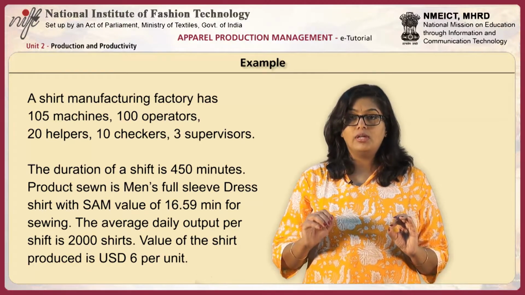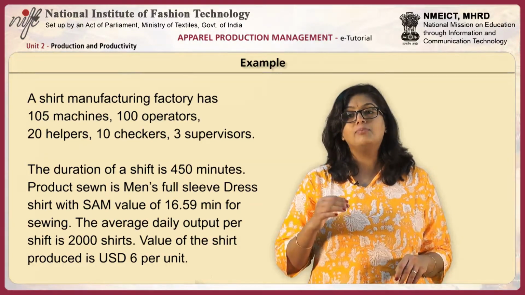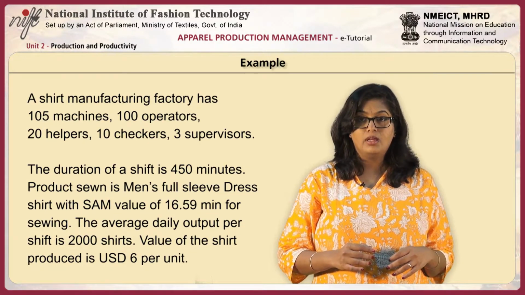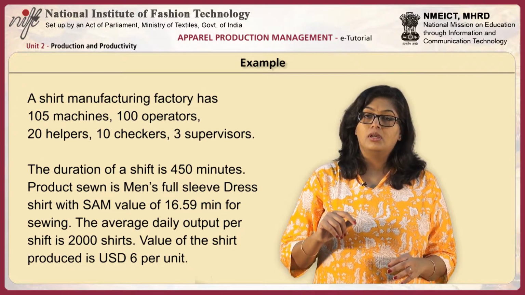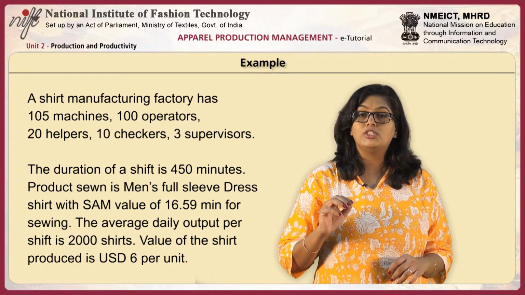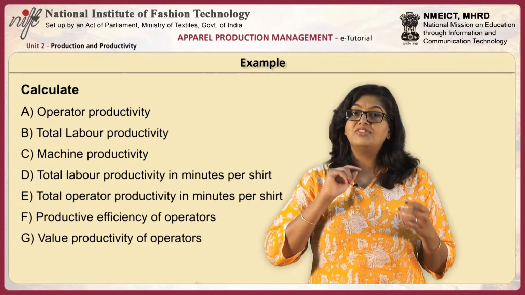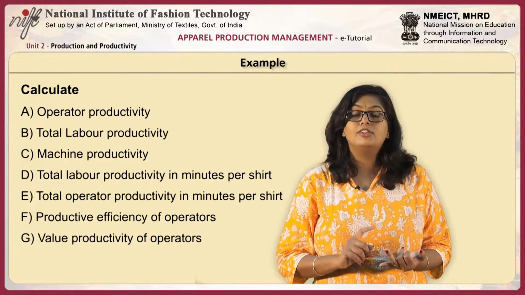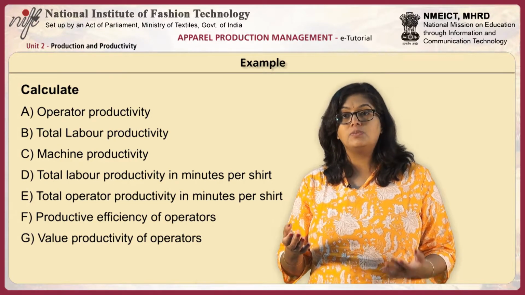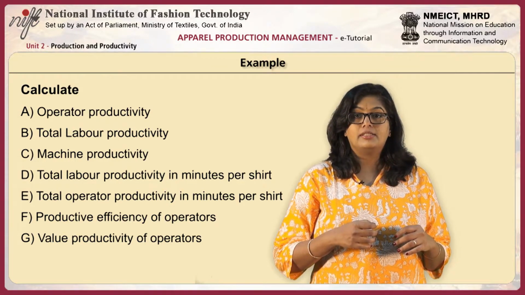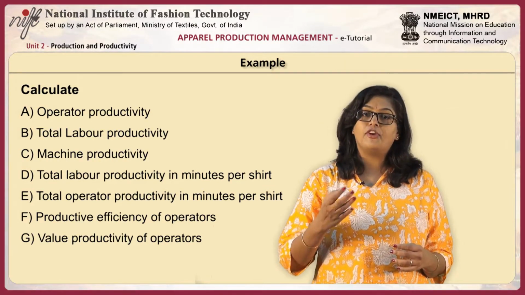The product that is being sewn and manufactured in the factory is a men's full sleeve dress shirt with a SAM value of 16.59 minutes for sewing. Now, the average daily output per shift is 2000 shirts. Value of the shirt produced is $6 per unit. Let us try and calculate the operator productivity, the total labor productivity, machine productivity, total labor productivity in minutes per shirt, total operator productivity in minutes per shirt, and finally the productive efficiency of operators.